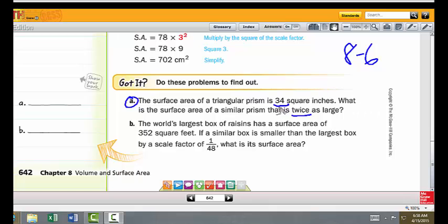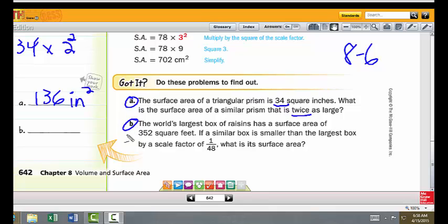So we have a surface area of 34, and we're going to multiply that by our scale factor of 2, and of course because they're square units we're going to square it. So it's basically 34 times 4, and 34 times 4 will give you 136 square inches.